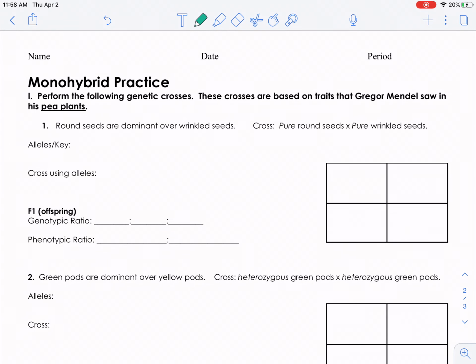It tells us here round seeds are dominant over wrinkled. So what's our key going to look like? Big R. Why am I using an R? Because of round. Big R is going to represent round. Little r is going to represent what? Wrinkle. Monohybrid, one letter and one letter only.